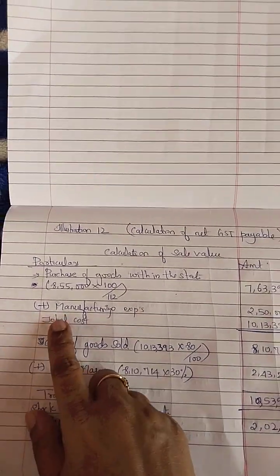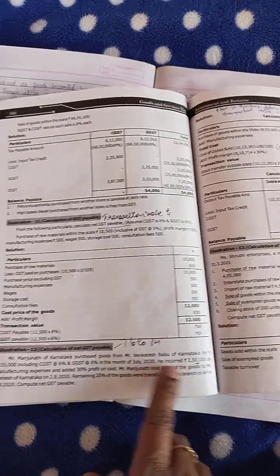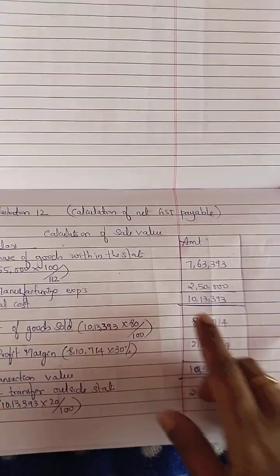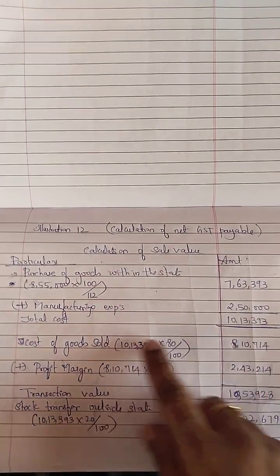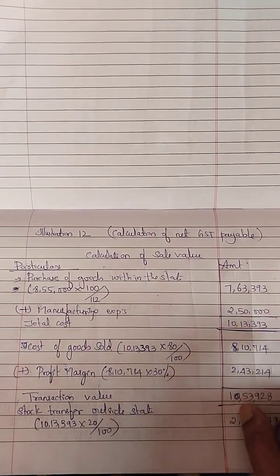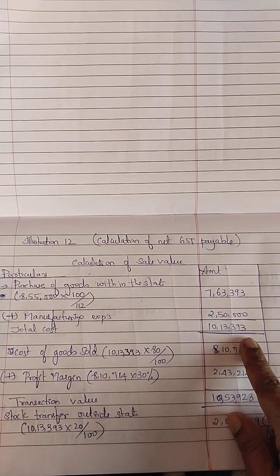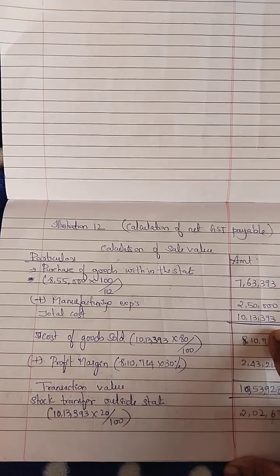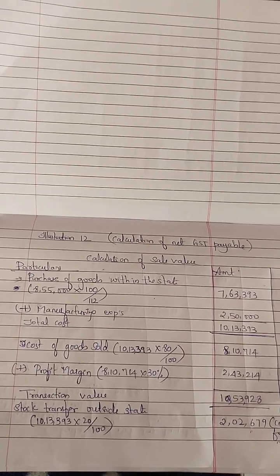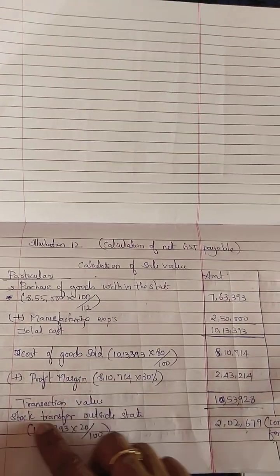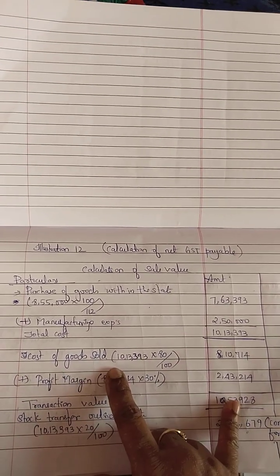To that, you're going to add the manufacturing expenses. It's given here that he incurred 2,50,000 as manufacturing expenses. So add that 2,50,000 as manufacturing expenses, and you will arrive at what is called the total cost. So 7,63,393 plus 2,50,000 will give you 10,13,393. That's going to be your total cost. Now to that, you also need to make some other additions. But before that, let us calculate the cost of goods sold.